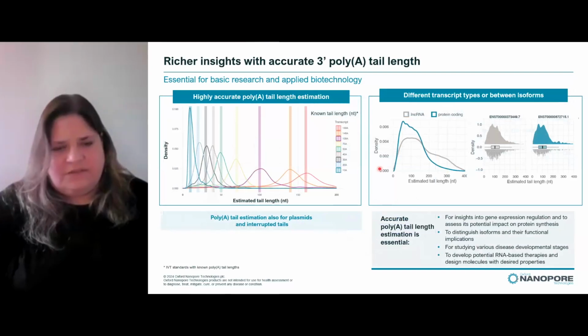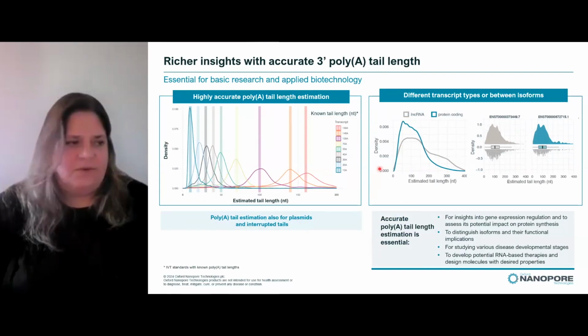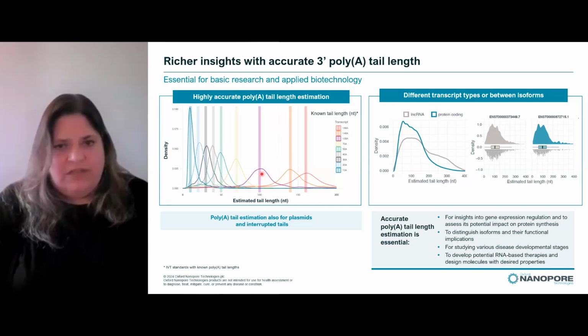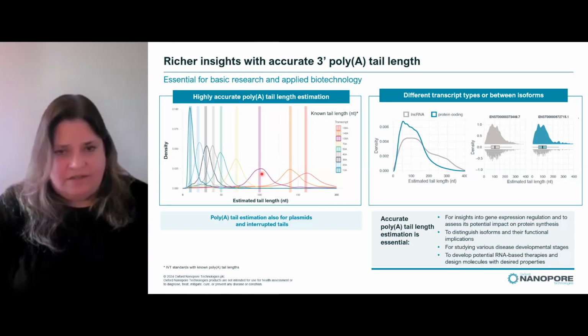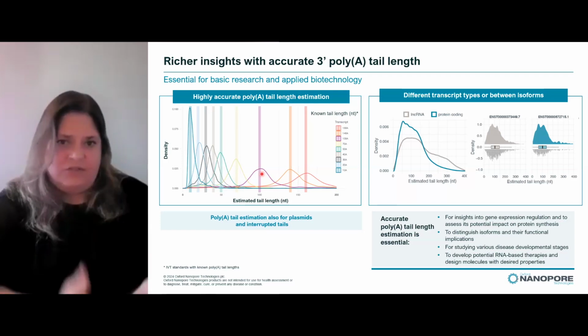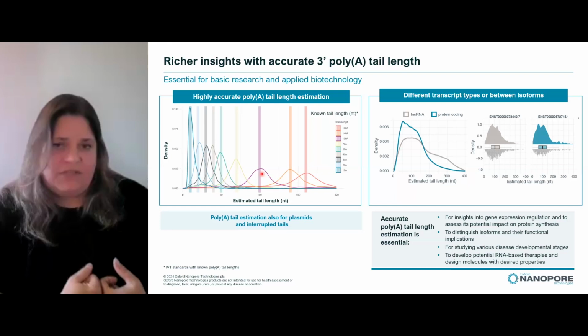One of the other things, I touched on this before, we get better insights of poly A tail length. So this is a particular example where we've shown poly A tail estimation. This is available in Dorado. So again, you run your samples. This information is already there. Whether you want to use it or not, it's there. You can measure the poly A tail lengths. It gives you richer insight of what's actually happening to these particular transcripts.